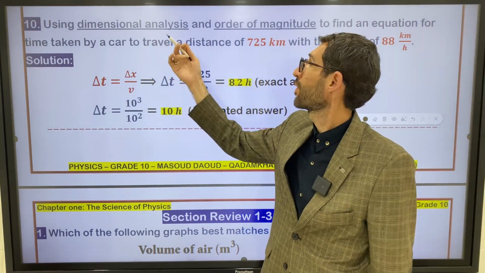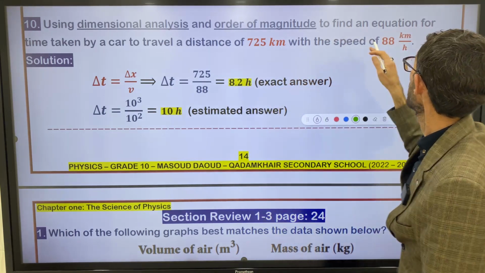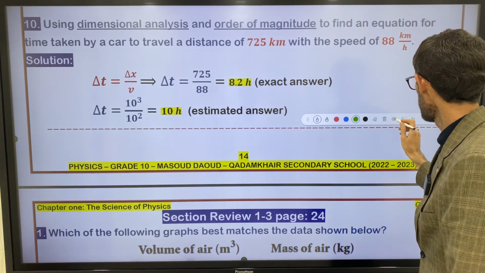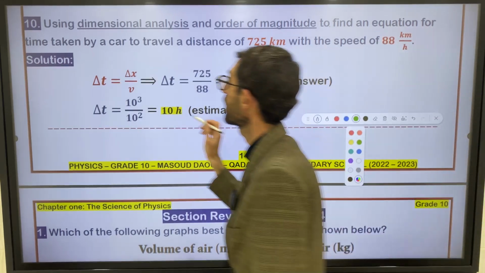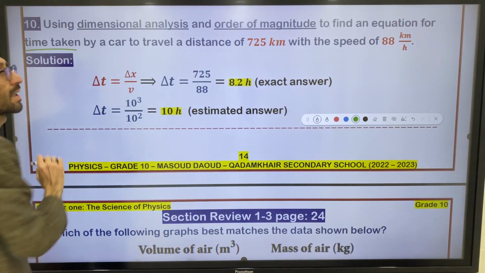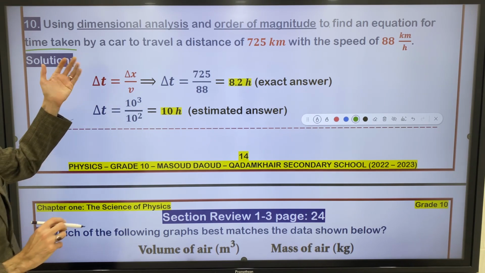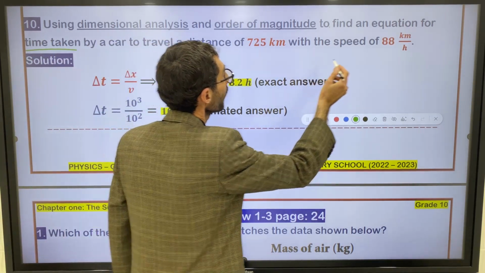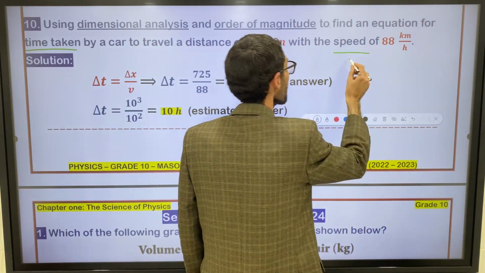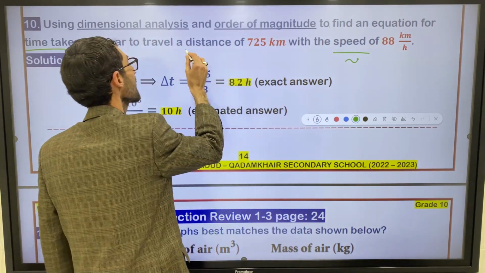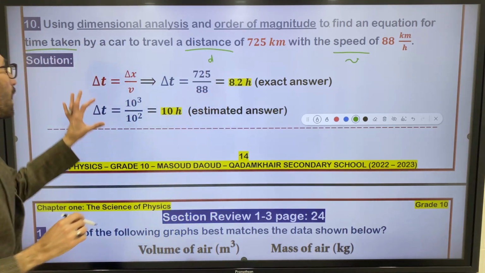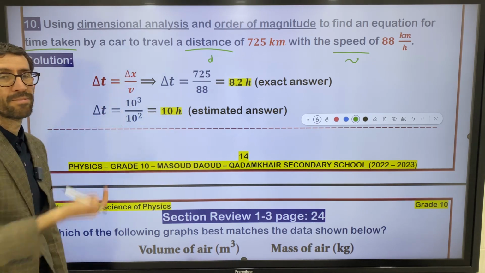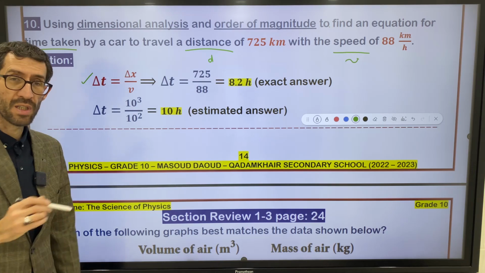What do we look for? It says an equation for time interval. We want to find the time interval. So we look for this equation, right? It's just an equation for what? For time interval. We have two things: speed, let's say velocity v, and distance d, right? Delta t is equal to what? Delta t is equal to delta x over v. So this is your equation.